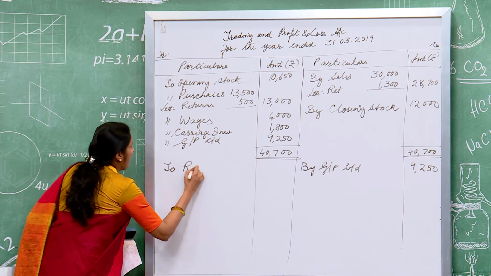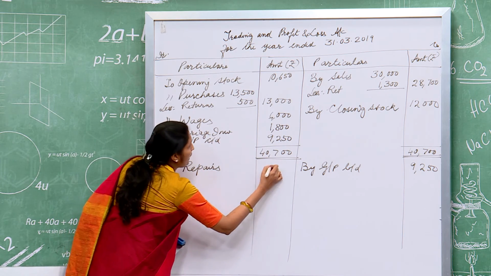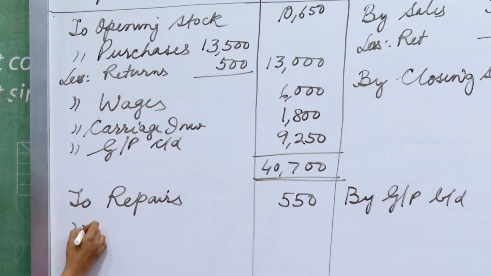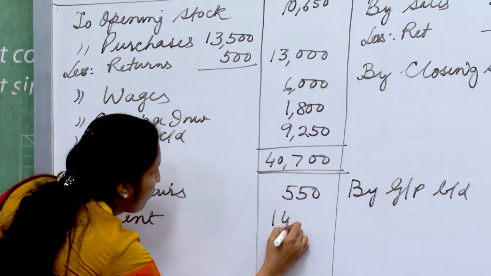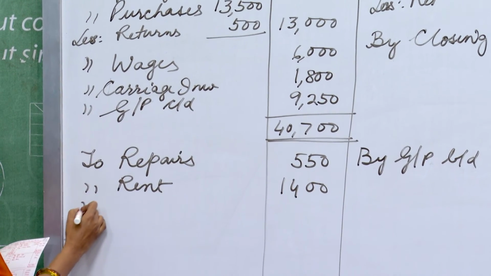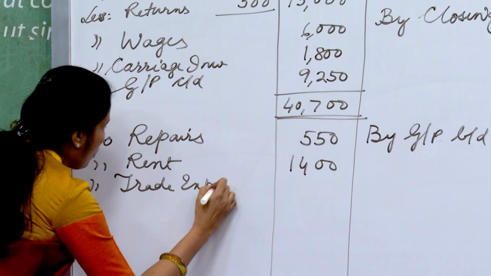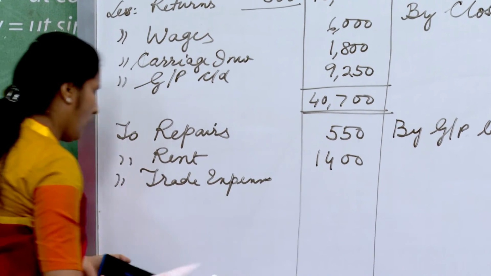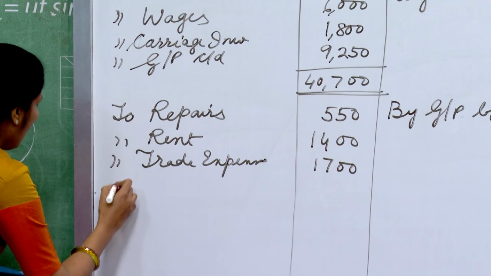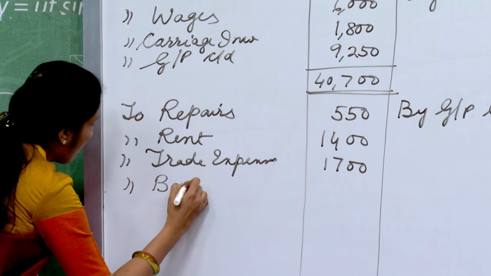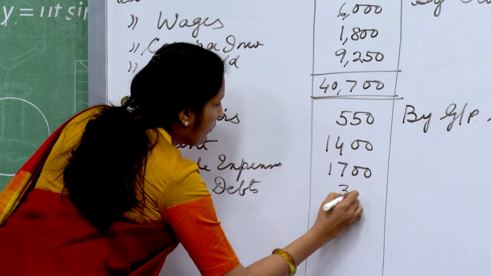Let's go to the debit side of this profit and loss account. We have to repairs. The amount of repairs given to us is 550. We have rent. The figure of rent is 1,400. Then we have trade expenses. So the amount of trade expenses is 1,700. Then we have bad debts. So the amount of bad debts is 300.